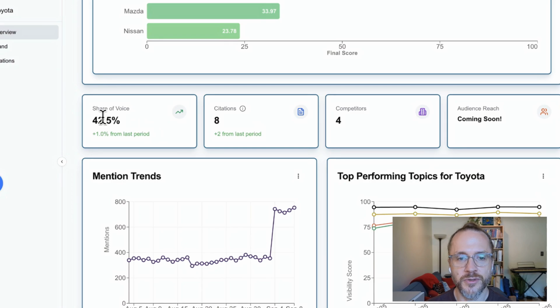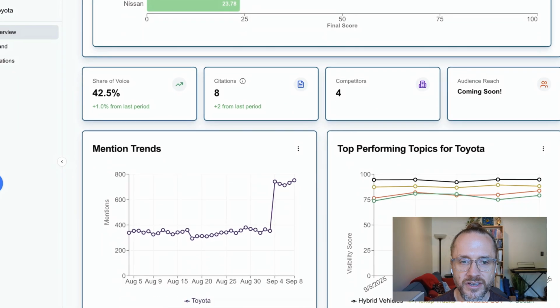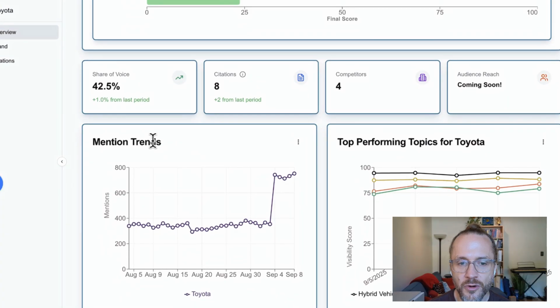We also see a number of scorecards here, so I can see what the share of voice percentage is for the subject brand and how that's changed from the last period, which in our case is week over week. And I also can see how the number of citations has changed over that period of time and the number of competitors in my project. Here I can see mentions for our particular brand, looking at how that's changed over time, and this is through a number of AI tools that we'll mention in a moment.